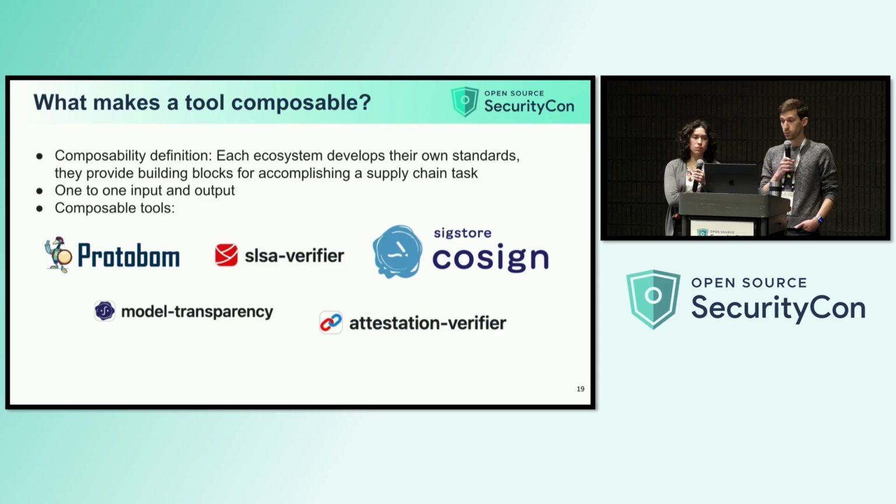So when we say composability, we mean that an ecosystem provides building blocks for accomplishing a supply chain task. Each ecosystem will end up developing its own standards and tooling, but these tools are expected to take in roughly one standardized format and output roughly one standardized format. So what this means is that composition will require additional tooling to convert these inputs and outputs. We've included some examples here. There are many more. You can see some of these from our earlier slide as well around the tooling landscape.